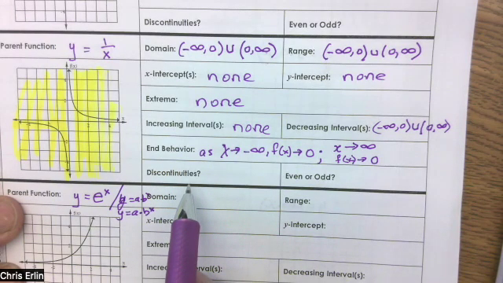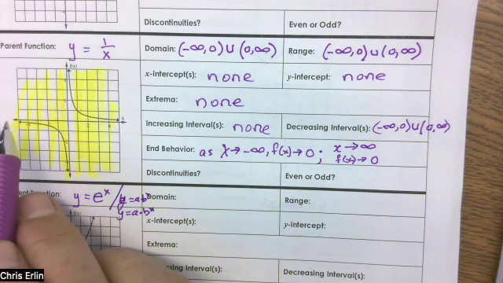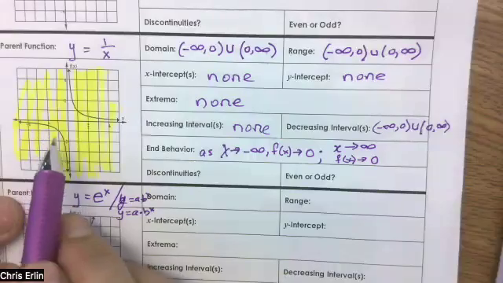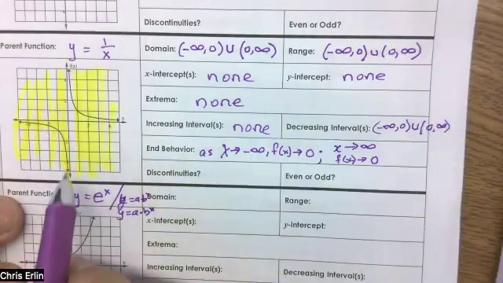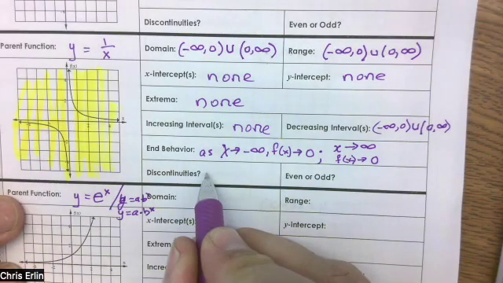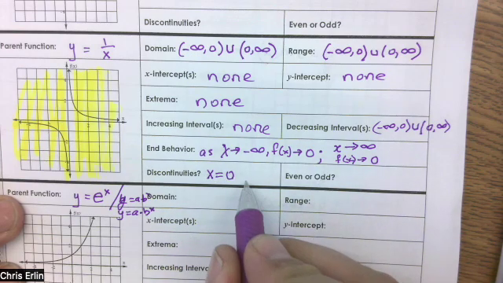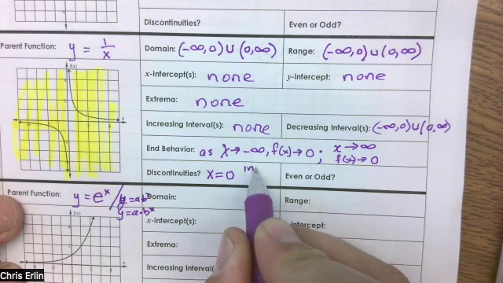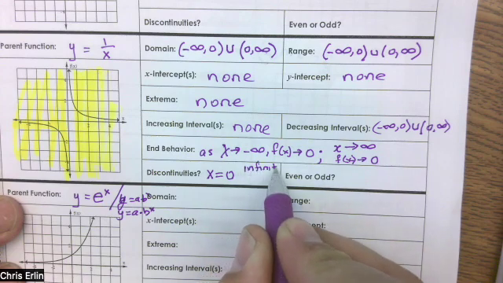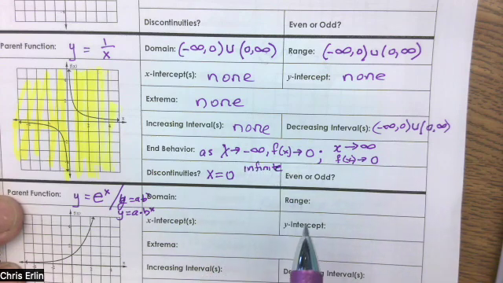Are there any discontinuities? If this is electricity and you ran electricity from the left here, would it continue? It pops here, doesn't it? So at x equals zero, and then this is what's called an infinite discontinuity as opposed to a jump like we used before.